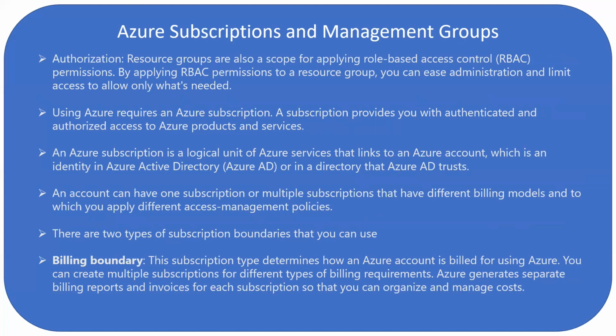Another criteria could be authorization, where you can create resource groups. So you can assign role-based access control at the resource group level, and that access control will be applicable to all the resources inside that resource group. So resource groups are also a scope for applying role-based access control. You can apply this role-based access control permission at the group level, and by applying RBAC permissions to a resource group, you can ease administration and limit access to allow only what's needed.